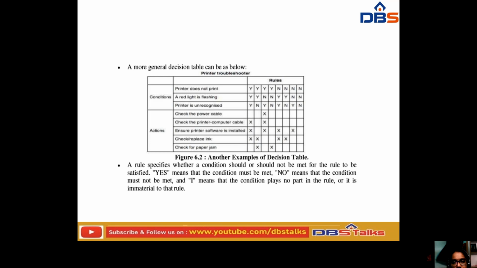The rule that is specified here specifies whether a condition should or should not be met for the rule to be satisfied. Y means that the condition must be met, N means that the condition must not be met, and a dash means that the condition plays no part in the rule, or it is immaterial to that rule.